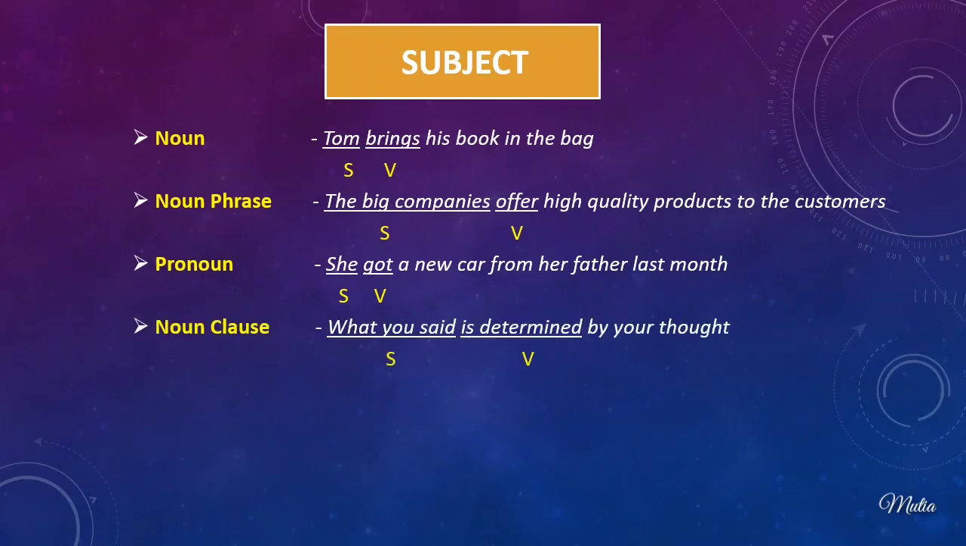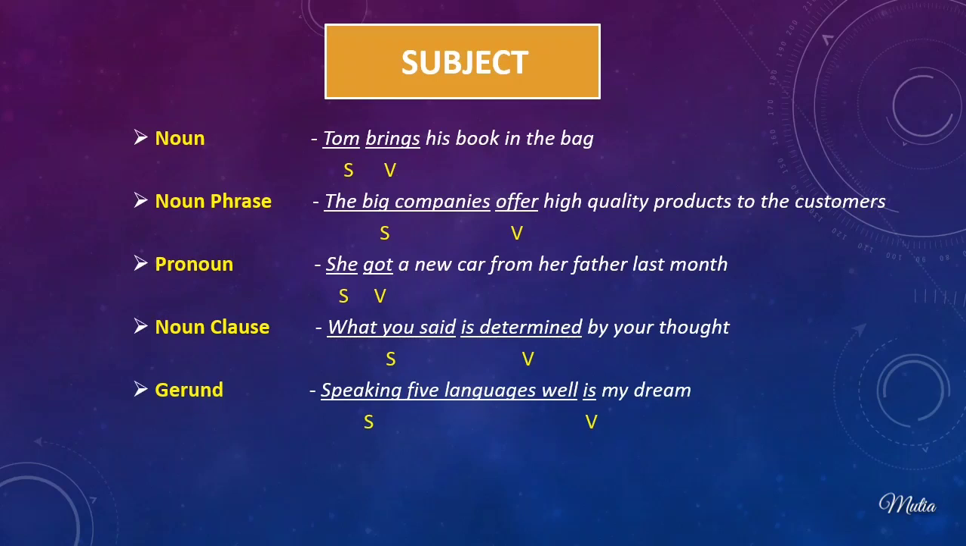And then noun clause. Noun clause is a clause which functions as a noun. For example, what you said is determined by your thought. In this sentence, the subject is in the form of noun clause, what you said, and then the verb is determined. The next is gerund.